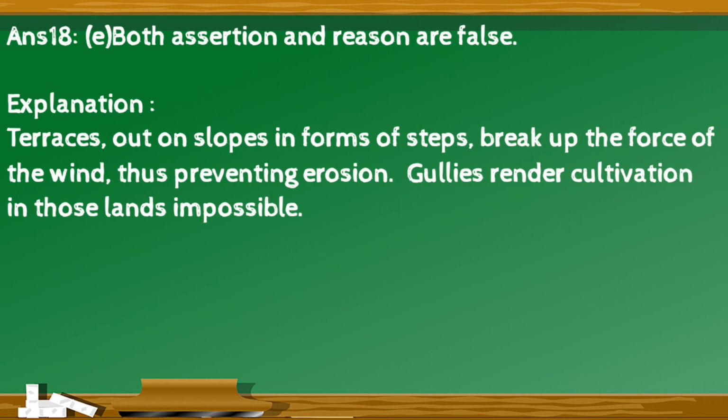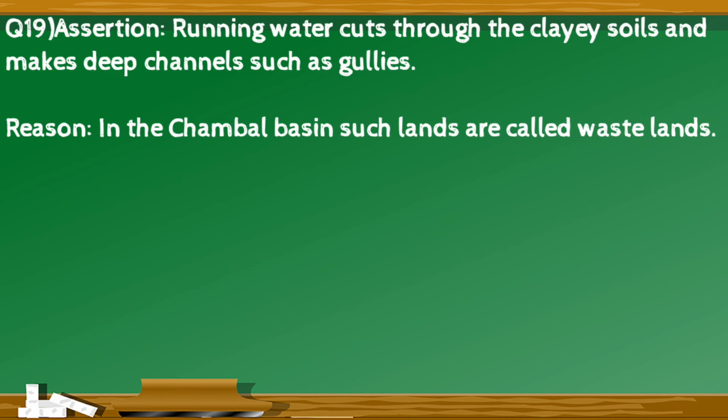The right option is E. Both assertion and reason are false. Explanation for this is terraces cut on slopes in forms of steps break up the force of wind, thus preventing erosion. Gullies render cultivation in those lands impossible.